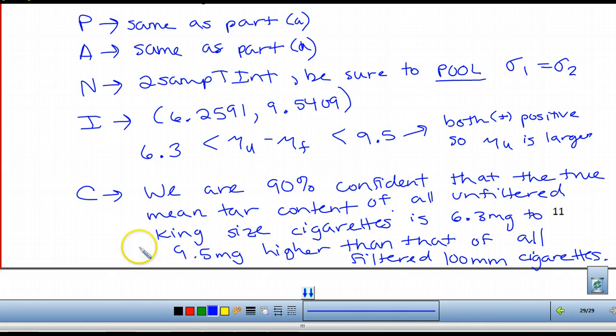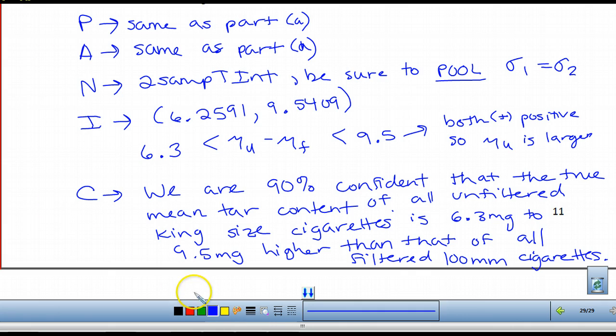Remember that when we did this, if one of these was negative, then we would have to say that it's either lower by this much to higher by this much, or lower than or lower than. So when it was positive and negative, it gets a little trickier. So we want to make sure this is on point when we write down those types of conclusions.